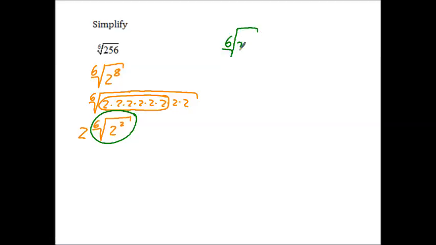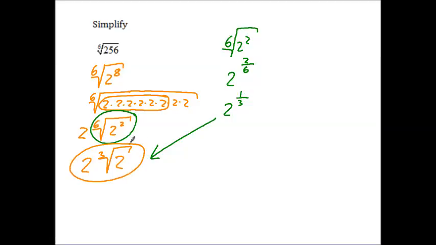The sixth root of 2 squared is the same as saying 2 to the power of 2 over 6. And our fraction 2/6 can, of course, be simplified into 1/3. And therefore we can go back and can now write 2 times the cube root of 2. And that is our fully simplified answer.